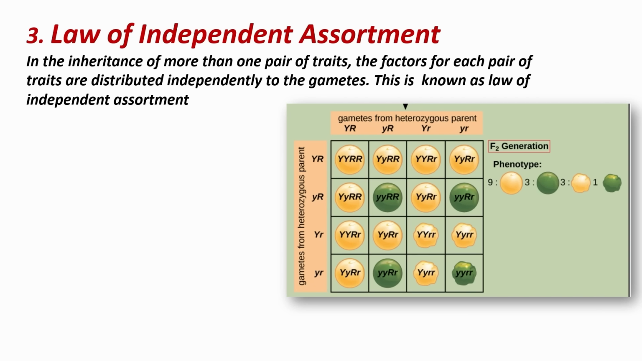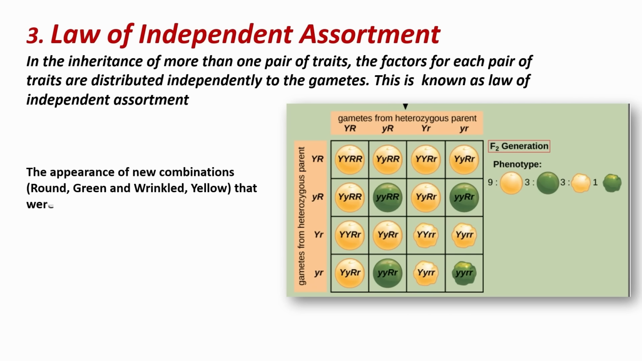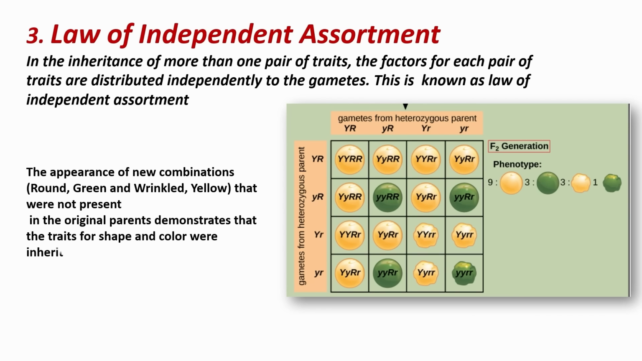The above result shows that the factors for each trait remain separate and are inherited independently. The appearance of new combinations, round green and wrinkled yellow, that were not present in the original parents, demonstrates that the traits for shape and color were inherited independently.